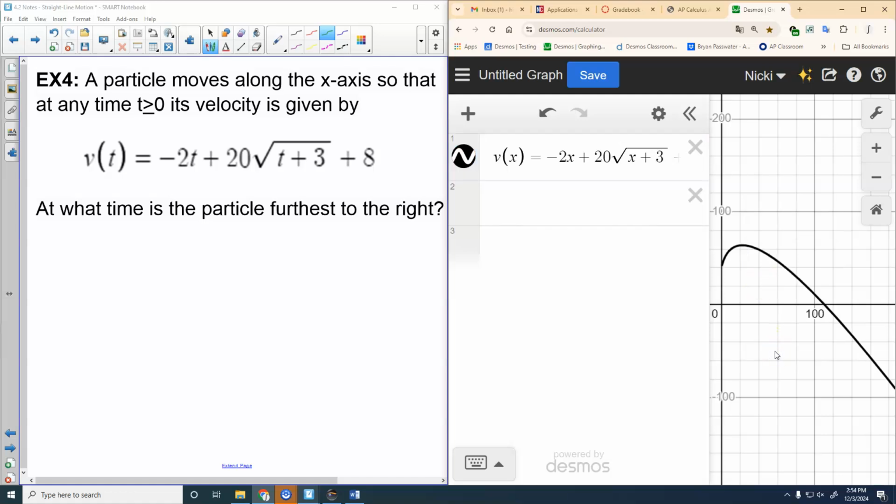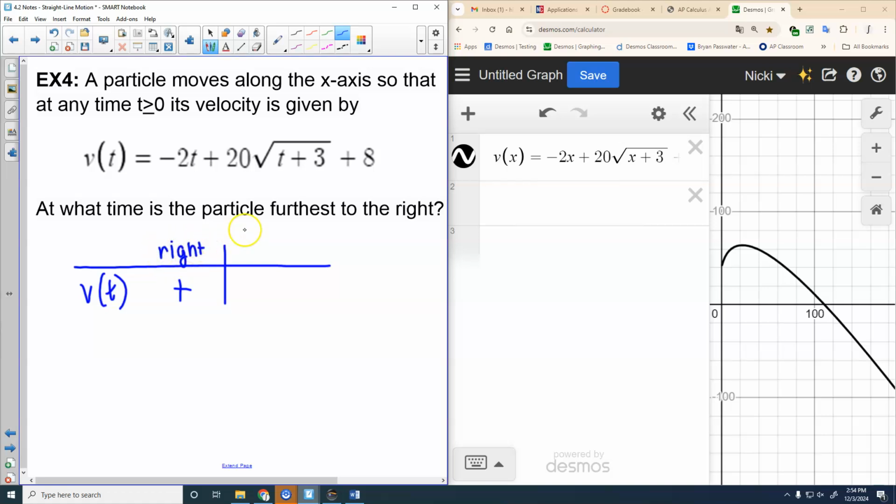But if we're thinking about velocity, we're thinking about v of t, right? If v of t is positive, that tells us that we are moving to the right. And if v of t is negative, we are moving to the left. So we're not thinking of this as the position graph, but as our velocity graph. So where do we switch from left to right or right to left?